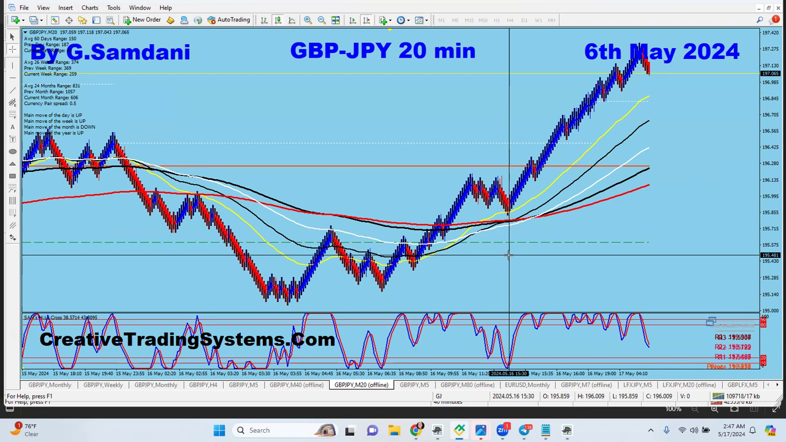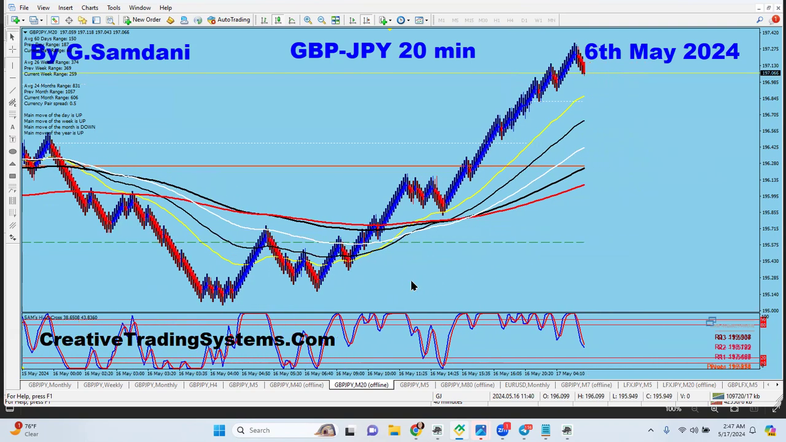Beautiful long entry on the 20-minute chart. You should have taken this one, and from here on, how many pips? That's a 120 pip trend so far. I mean, right now, this is 100 pip. That's what it is. So if you go short here, you're safe.